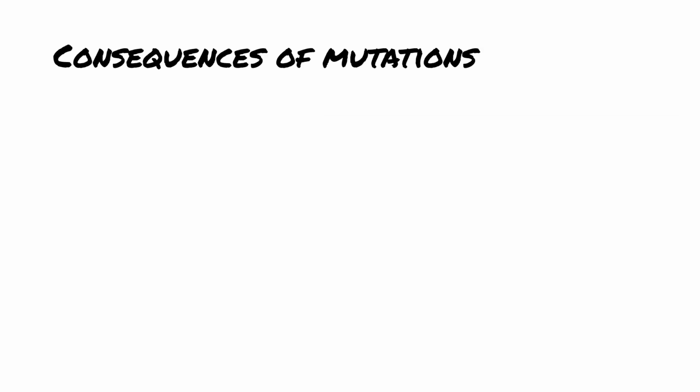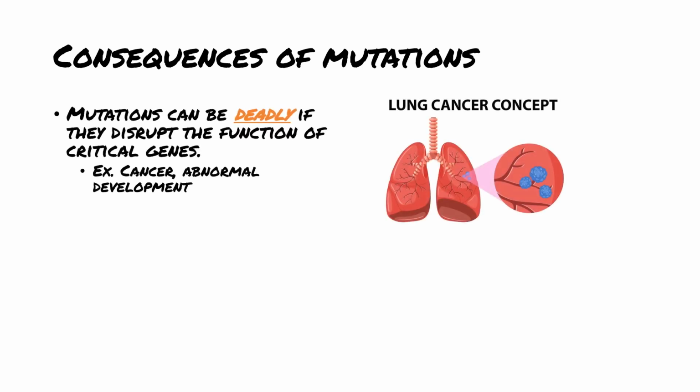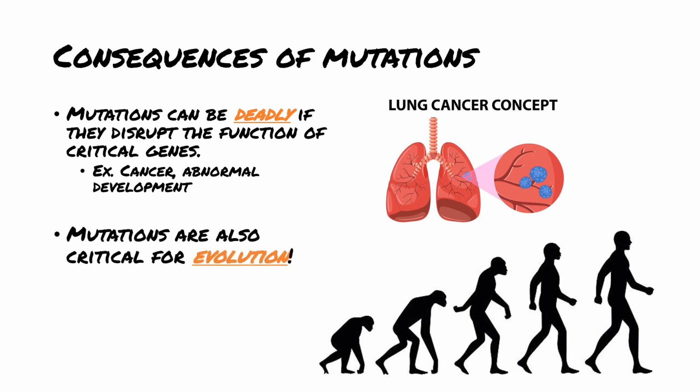If the idea of typos or errors in the information that give rise to our physical traits is scary to you, don't worry, you're not alone. Mutations can actually be deadly if they disrupt the function of critical genes and give rise to things like cancer or abnormal development. However, not all mutations are bad, and mutations are actually critical for the process of evolution, which essentially is the accumulation of a bunch of harmless or helpful mutations. Over time, if you acquire enough of these mutations, you get new species.